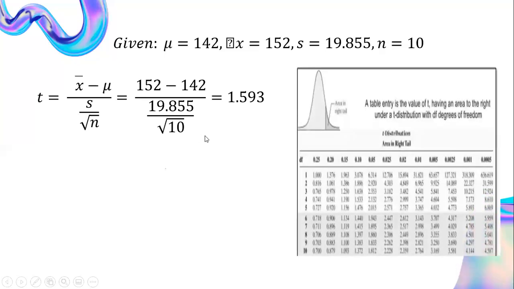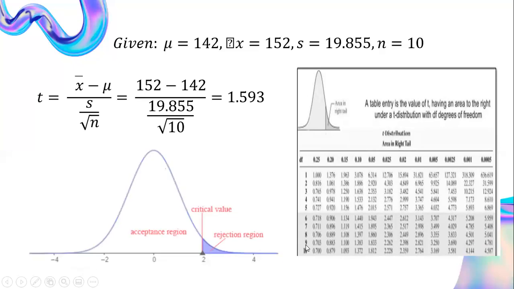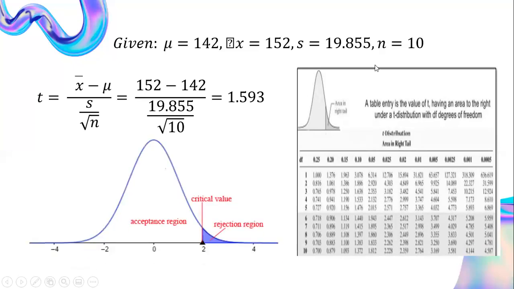So computing that one, this is already your test statistic, the 1.593. You will need to locate the critical value from the table of the t-test. So what will be our degrees of freedom? If you can still remember, during the third quarter discussion, degrees of freedom is equal to n minus 1. Since our n is 10, 10 minus 1 is 9. So look at the part for the degrees of freedom, which is 9. That is here, 9.